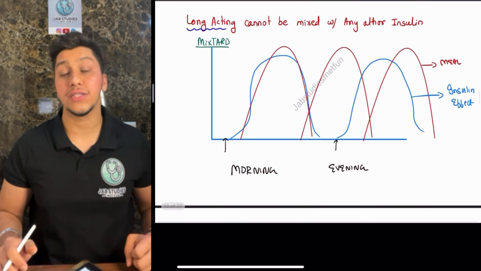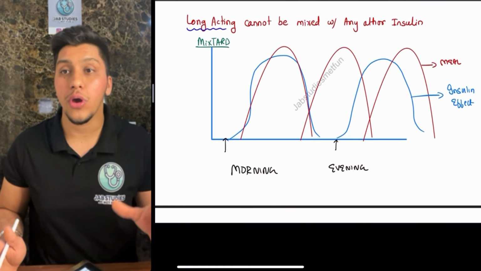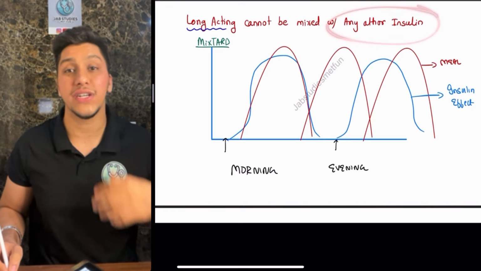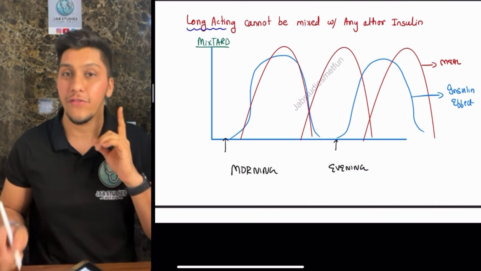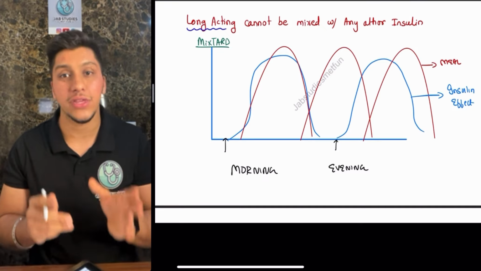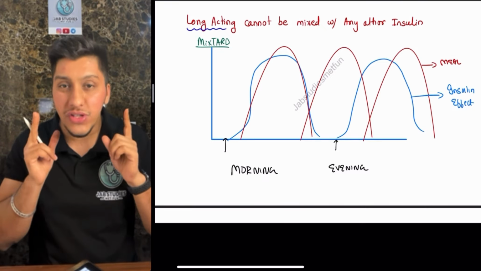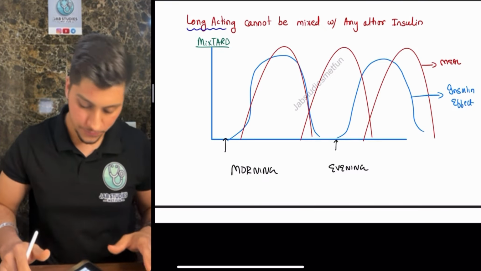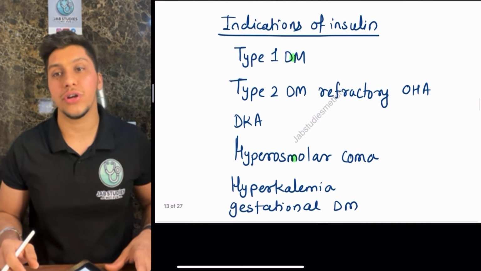Remember, with respect to Mixtard, you can never mix long acting with any other insulin because it is acidic in nature. So remember, whenever you mix, you're mixing a short acting with the intermediate one. And remember which is the best? Basal-bolus regime.